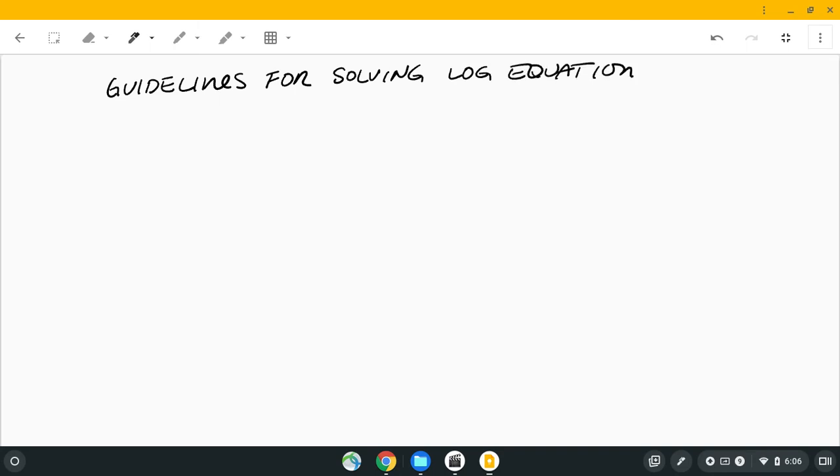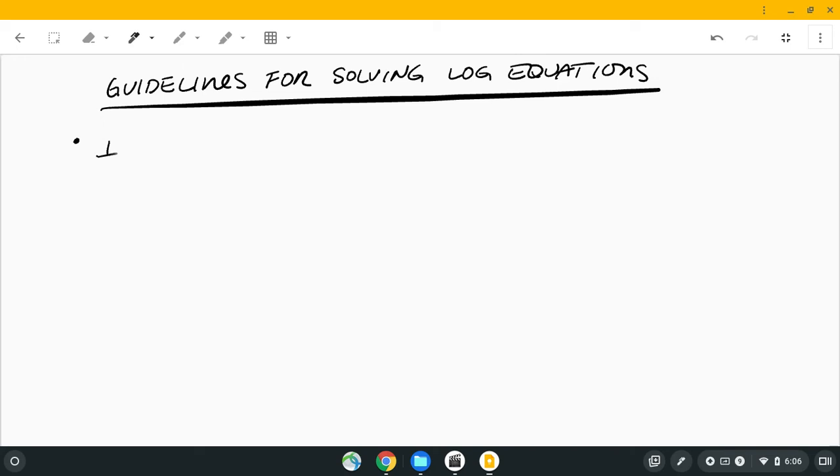Okay, so going back to our guidelines. Here, I'll just write guidelines. Hopefully you copy the rest of the other stuff down. Oh, actually, here, let me just write it again. Guidelines for solving log. All right. So just like with exponentials, we're going to go ahead and isolate the log term.